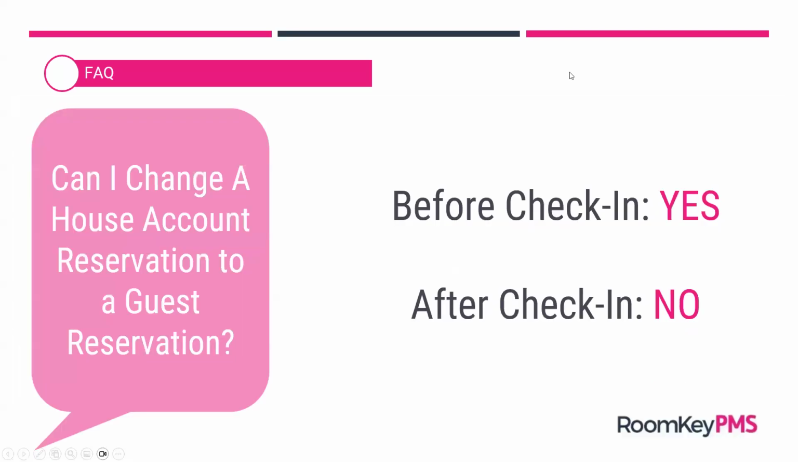But if the reservation has already been checked in, we cannot make that change. You would have to check out the reservation and then make a new reservation for the correct room type, whether it's a house account room or a guest room reservation. So just be mindful when you're creating these house account reservations, you want to make sure that it's for the correct room type, not a guest room. It needs to be a house account room.